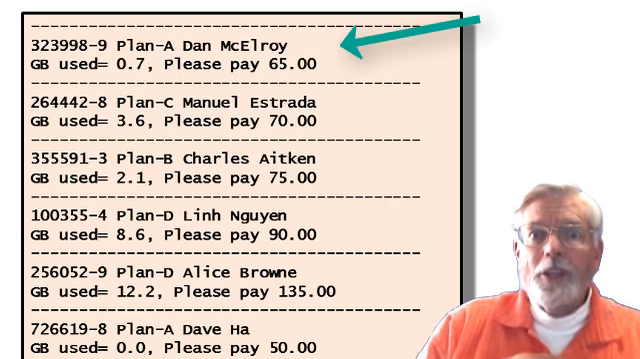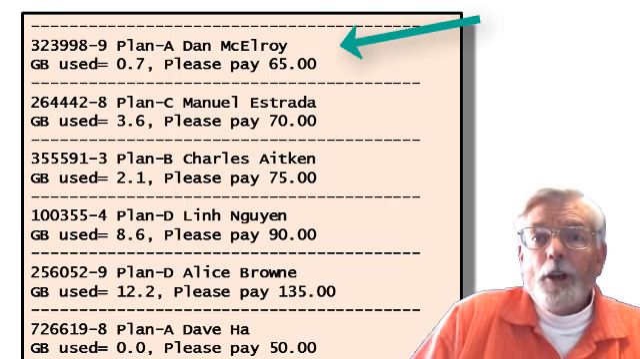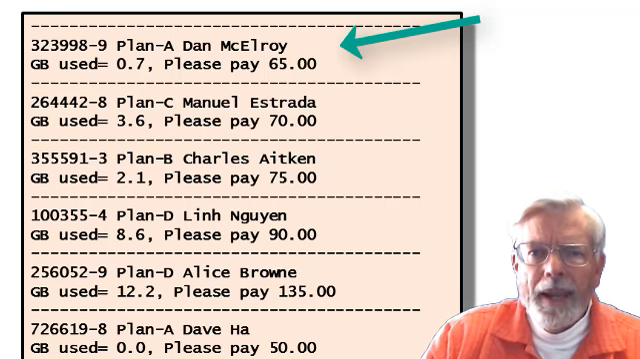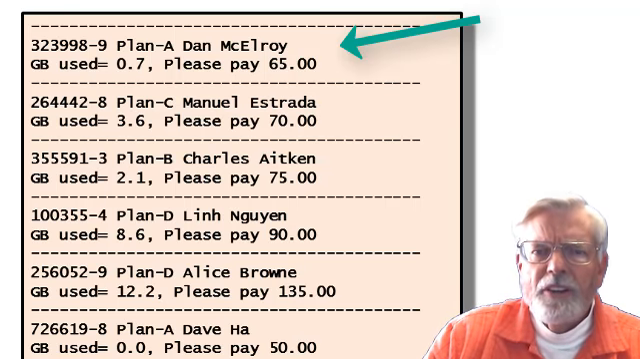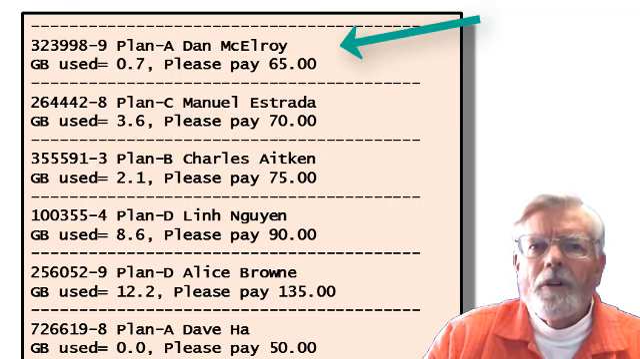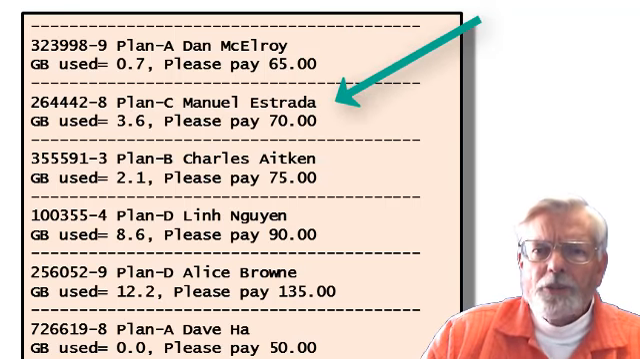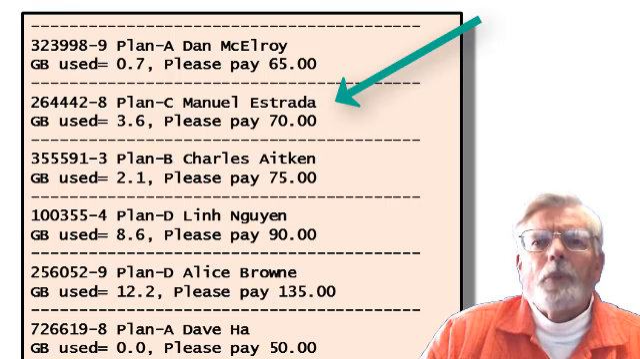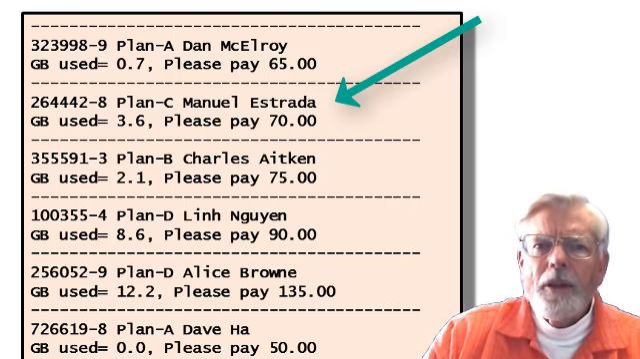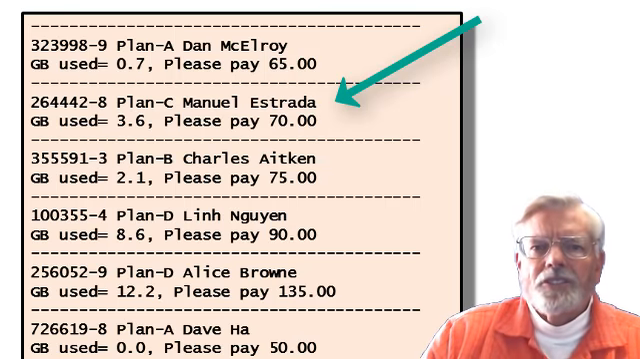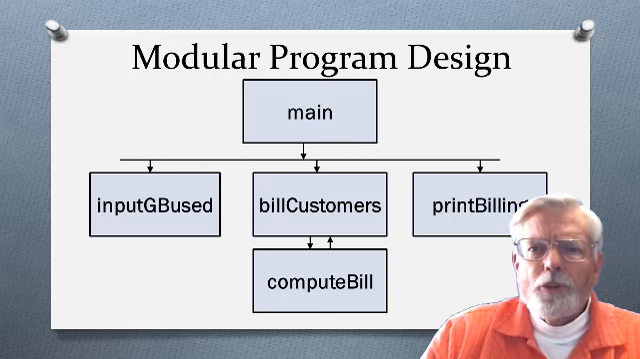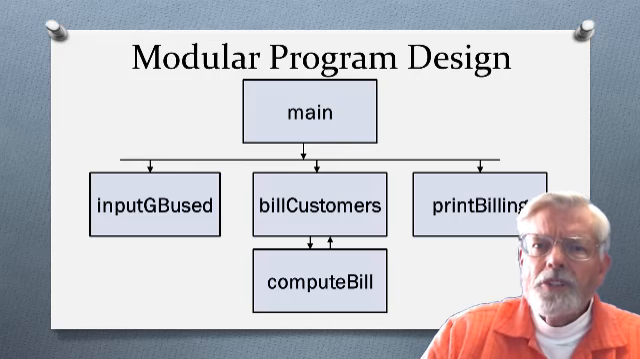Customer Dan McElroy used 0.7 gigabytes and is on Plan A with no data included in the plan. Therefore, the bill is $50 plus an additional charge of $15 for the first gigabyte or part thereof. The second customer, Manuel Estrada, is on Plan C with 4 gigabytes included in the plan. Manuel used 3.6 gigabytes and did not go over the amount of data included in the plan. There were no additional charges, so Manuel's bill is $70. Good job, Manuel.